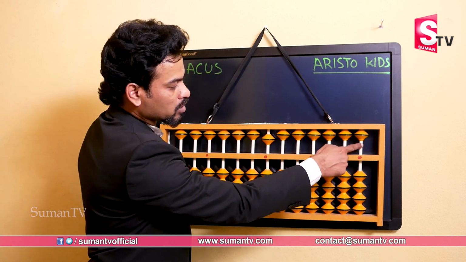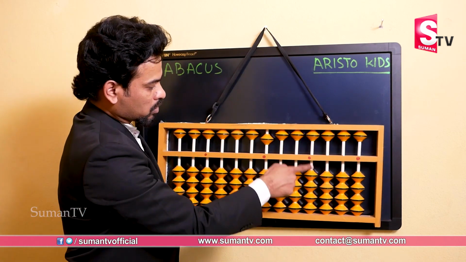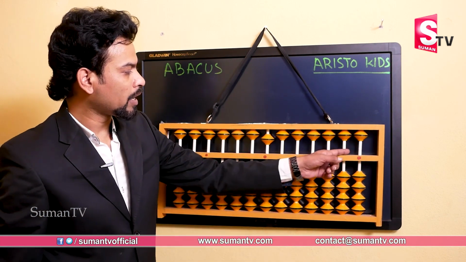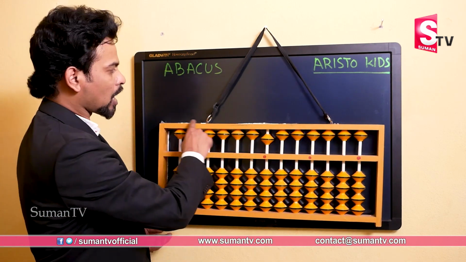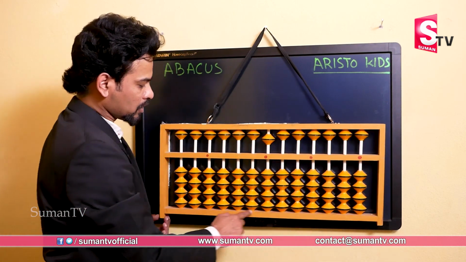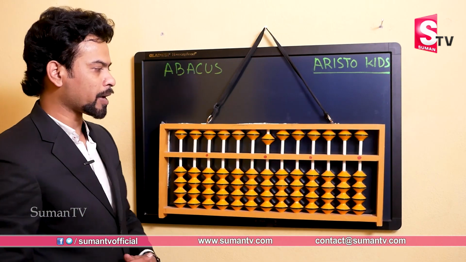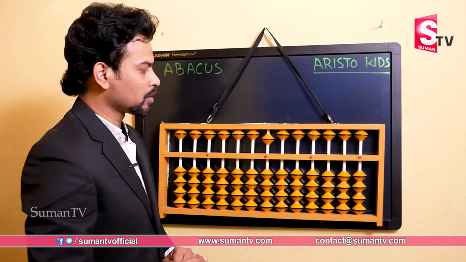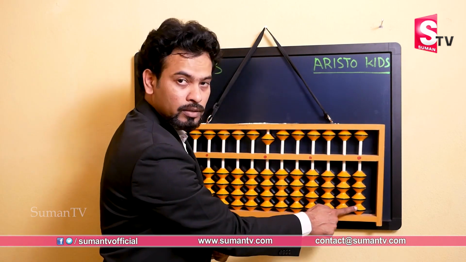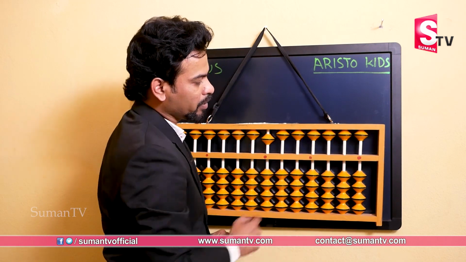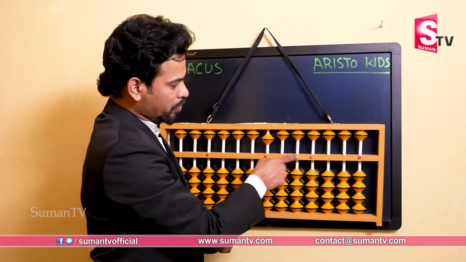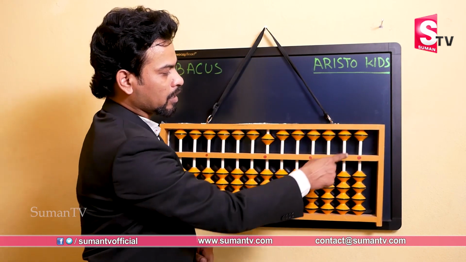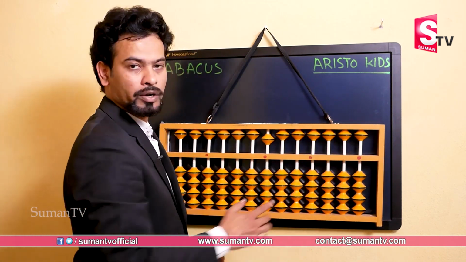And you can find some white color rods which are holding these beads. These are called rods, and the outer part of this abacus is called the frame. So basically I told you there are 5 parts. The first part is lower bead, the second part is upper bead, the third part is beam, the fourth part is unit dot, and the fifth part is rod.